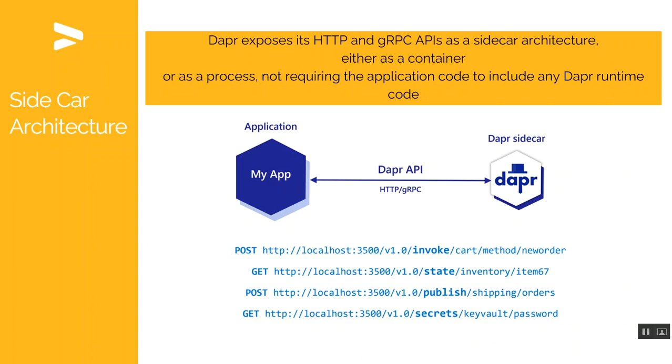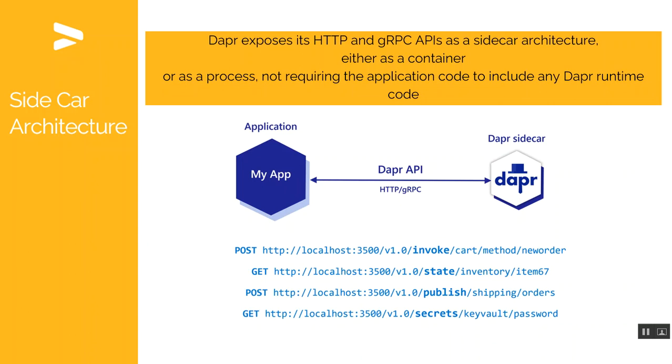So you might ask, why do I see some port with the odd number 3500? What is that v1.0, invoke, state, publish? Those are all Dapper API calls. 3500 is the default Dapper port, wherein invoke, state, publish, and secrets are the API endpoints. Consider the first URL, localhost 3500 v1.0 invoke cart method new order. In this, cart is nothing but your application identity. Method is a standard, which means I'm going to invoke the endpoint new order. That's exactly what the first URL means.